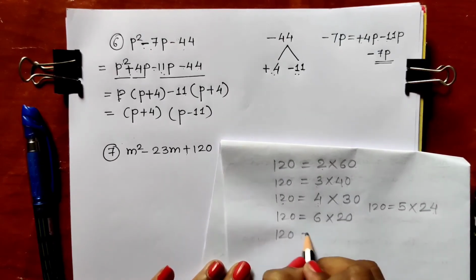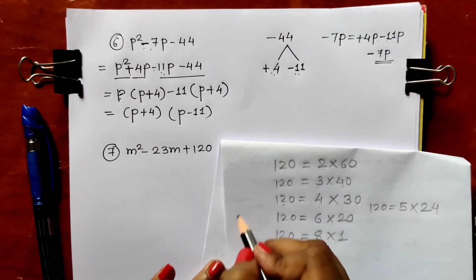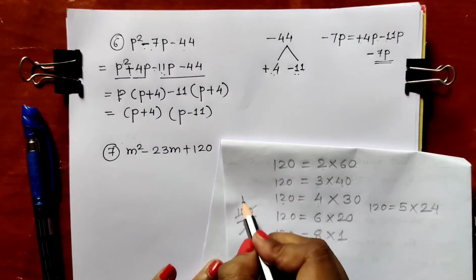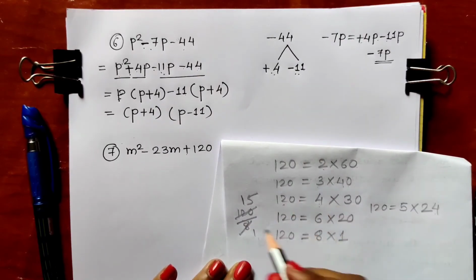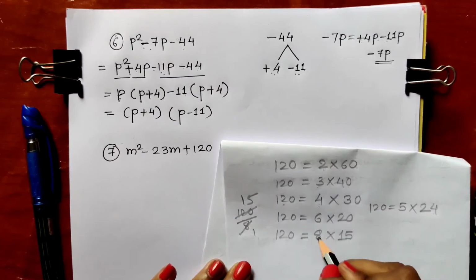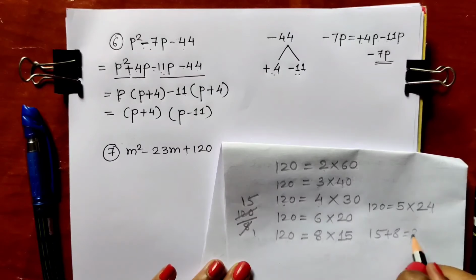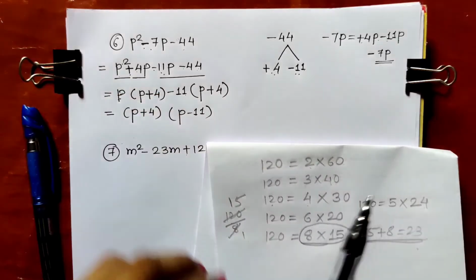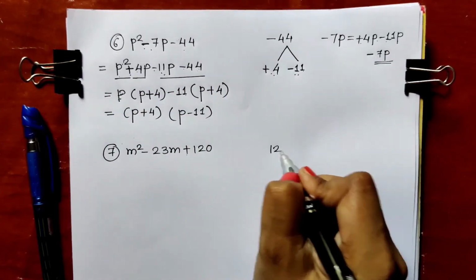If you divide 120 by 8, 8 ones are 8, 4 remaining, 8 fives are 40, so 8 into 15. Is 15 plus 8 equal to 23? Yes, it is 23. So we have to take these two factors, 8 and 15. We cannot take all these factors.